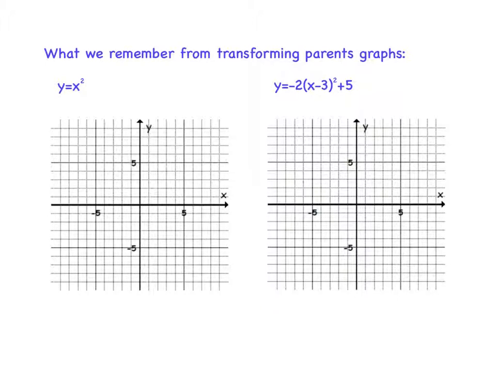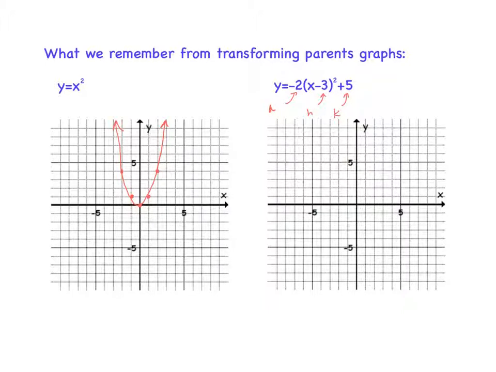Y equals x squared is the parent graph for a parabola, so it has a locator point at 0, 0, goes out 1 and up 1, out 1 and up 3, keeps going from there. That's the parent graph. And when we make these movements, this a value stretches or compresses it. This h value moves it left and right, and this k value moves it up and down. H, always the opposite of what we think it's going to be.